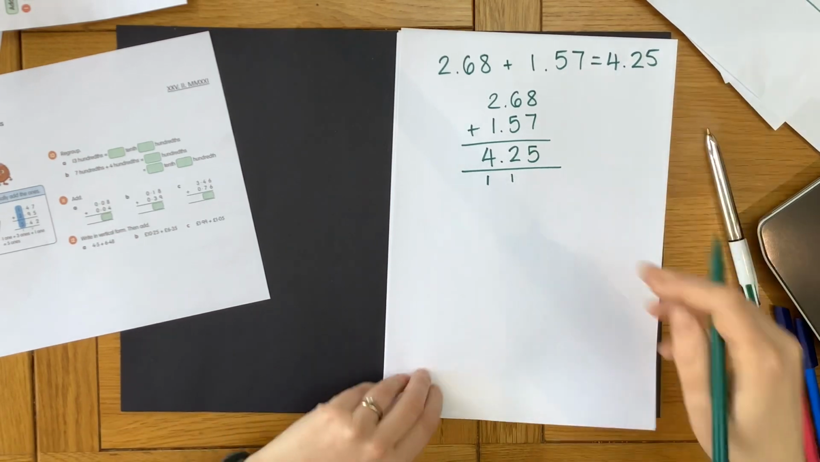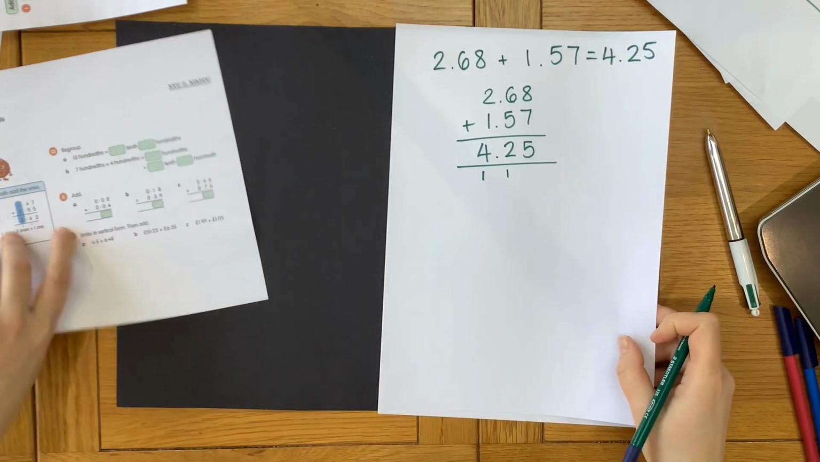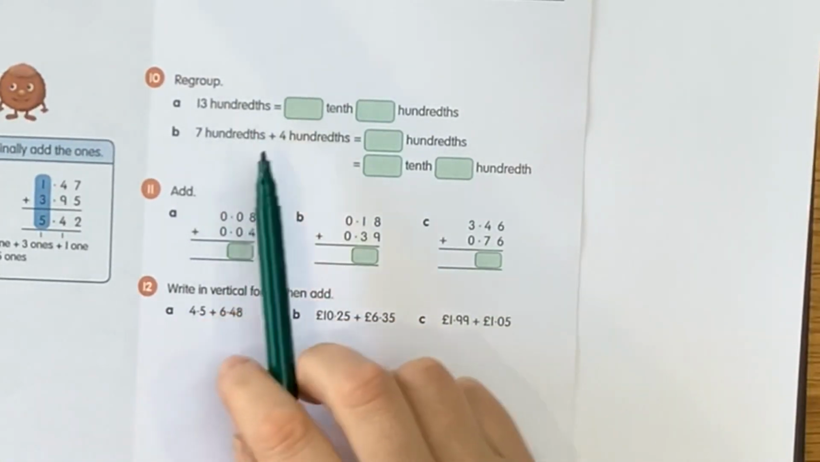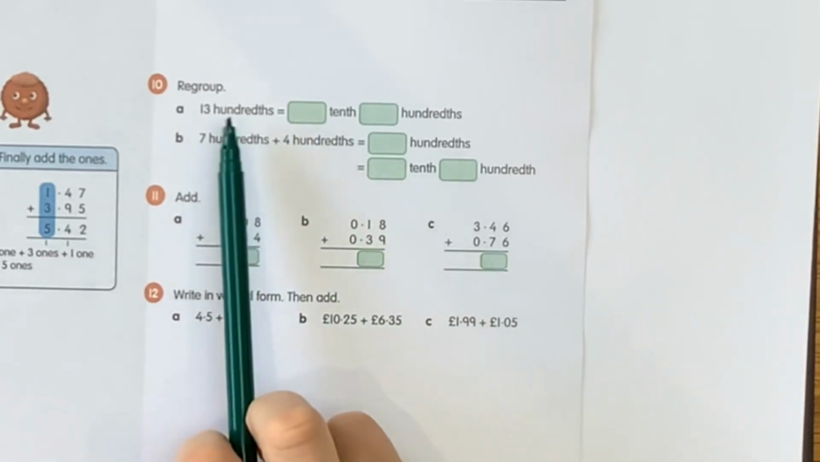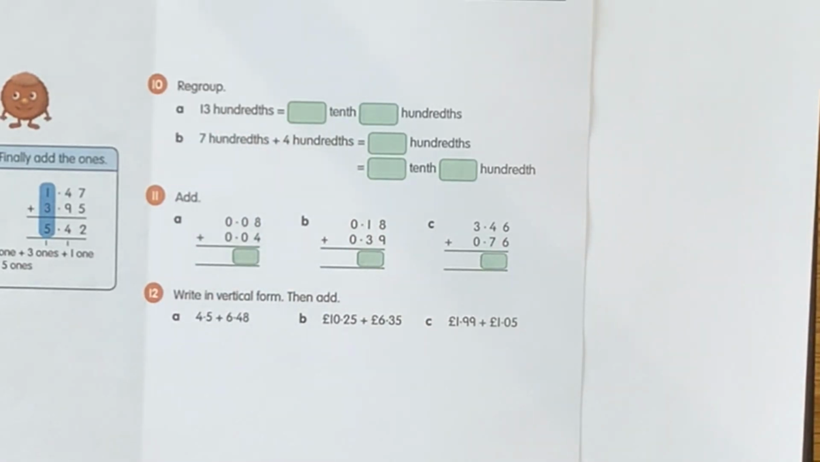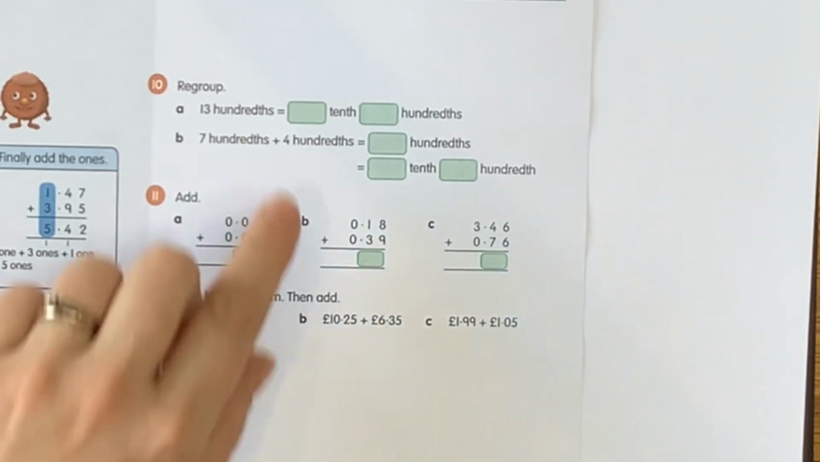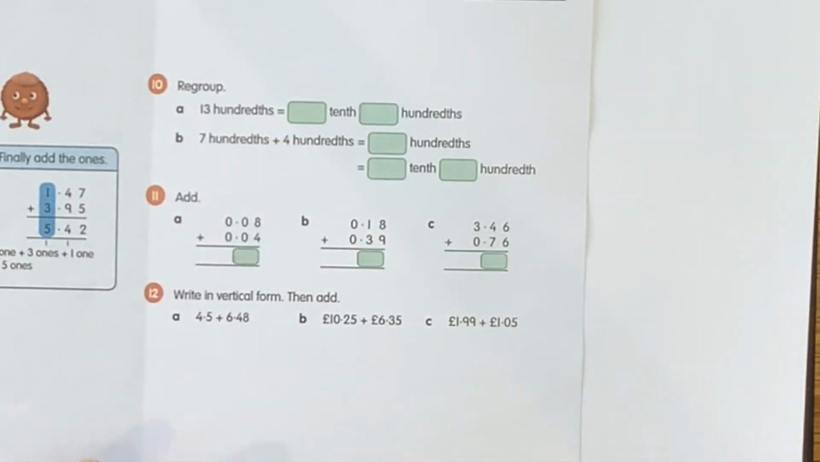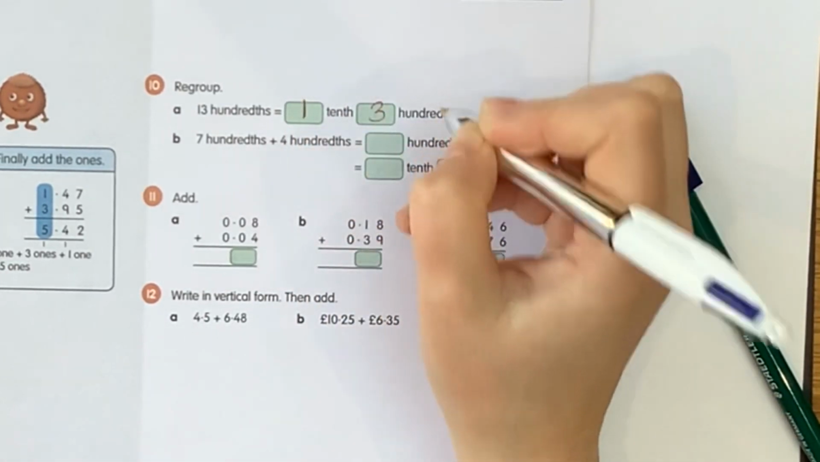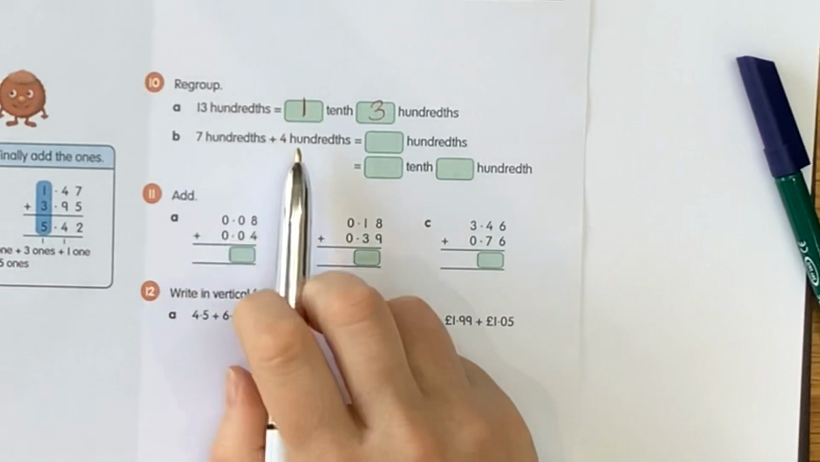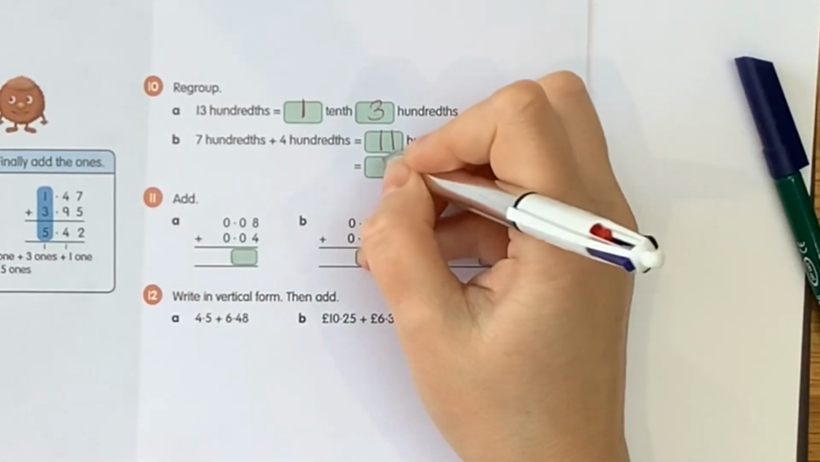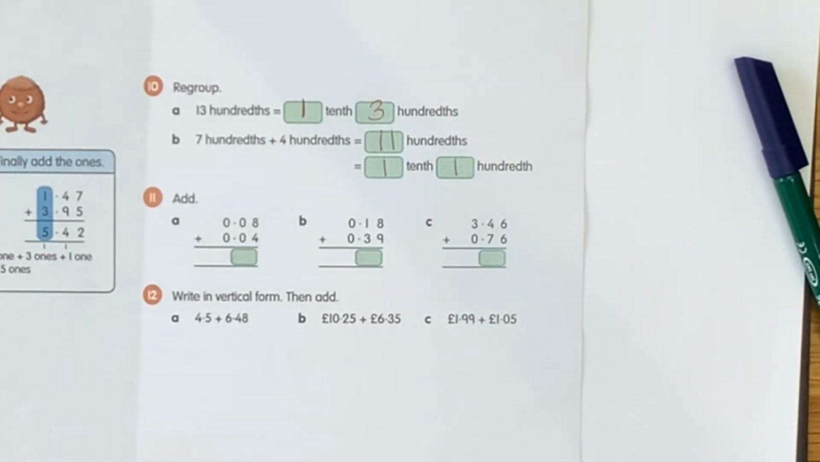Right, okay, let's have a look then back at the practice. We've got 13 hundredths, so it's just checking your understanding here of regrouping. So if we had 13 in the hundredths column, we then have 1/10 and 3 hundredths. 7 hundredths, add 4 hundredths, makes 11 hundredths altogether, which is 1/10 and 1 hundredth.